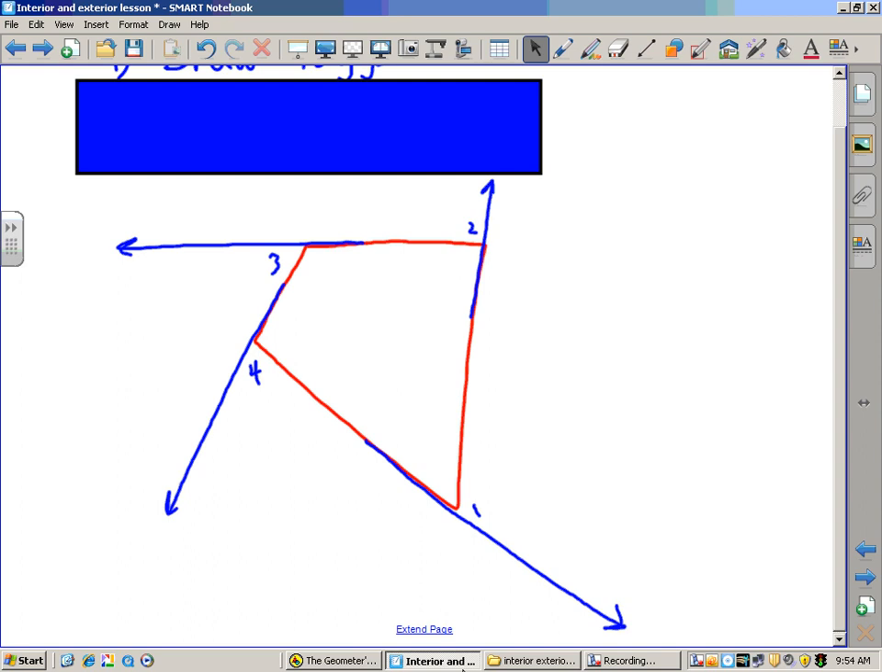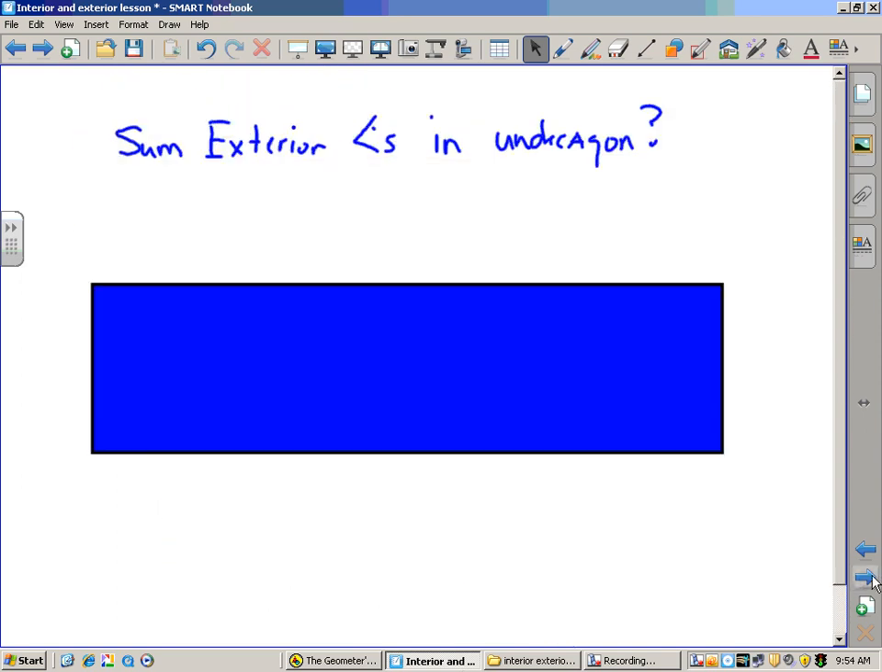So if I come back here and I was to ask you to put in your conjecture, which I think is conjecture 40, which unfortunately I forgot to delete the blank, it says that the sum of the exterior angles, no matter what type of polygon it is, is 360. So my question that I have here on this one is, what's the sum of the exterior angles in an undecagon?